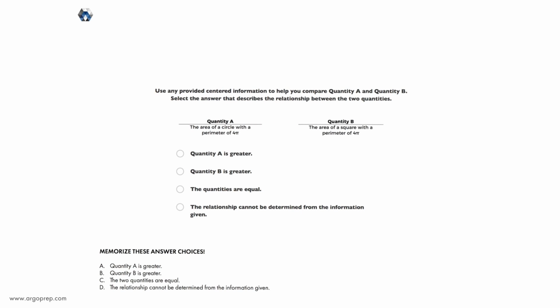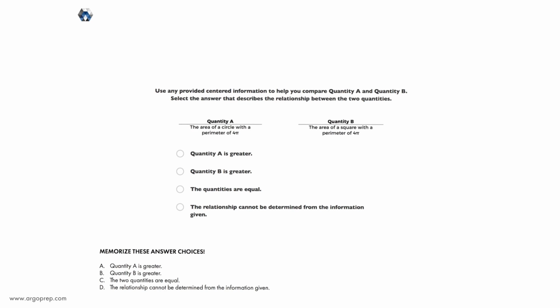So the first thing we're going to do is I'm going to go ahead and tell you some strategies on how to approach quantitative comparison questions, what quantitative comparison questions look like, and what are some strategies that you can use to perform well on these types of questions. So the first thing I want to do is just to give you a quick example of what a quantitative comparison question looks like.